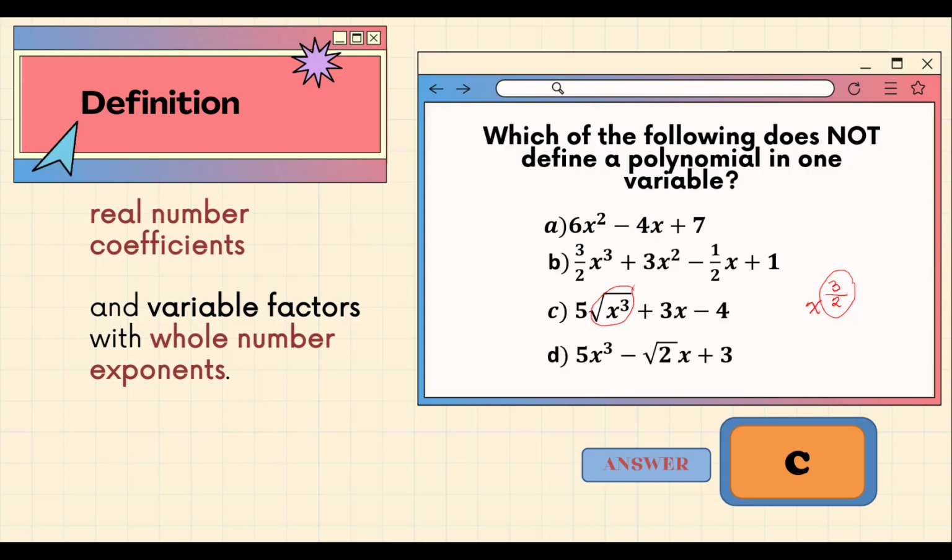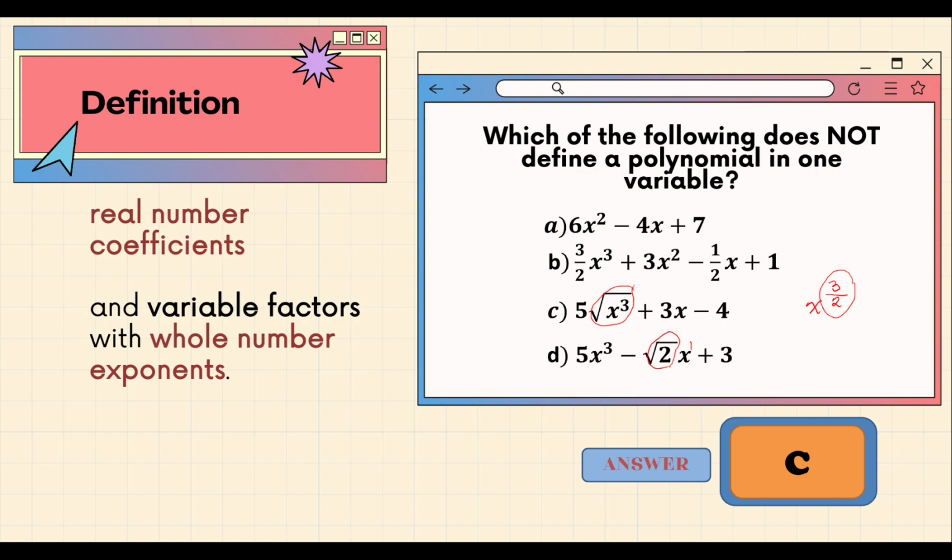But then you might again say, what about letter D? It also has a radical. Yes, it has. But look, the radical only has 2 as a radicand, meaning to say it is a real number. It does not contain a variable. X is not part of the radicand. That is a literal coefficient. Thus, the exponent of x here is still 1. So letter D is a polynomial in one variable, while letter C is not.